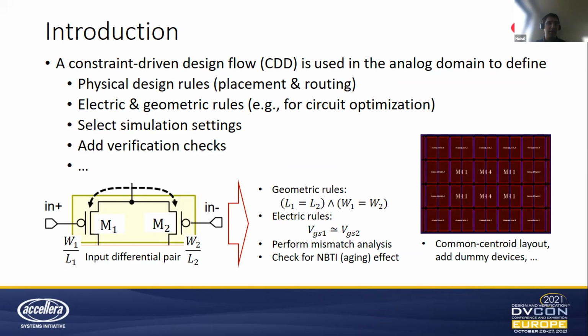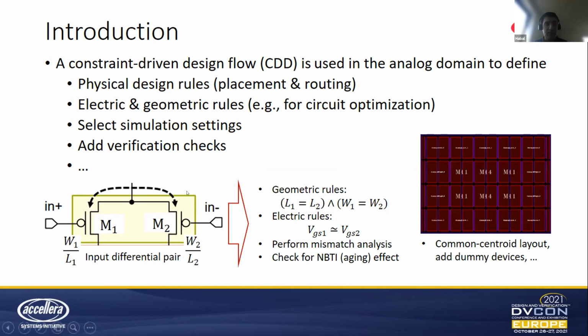And these could include, like I said, rules for physical design, placement and routing. They might be electrical or geometric rules that the designer uses, or if we're using an optimization algorithm for circuit optimization, they will be used there. We also use these constraints to tweak or set our simulation and analysis settings, for example, by simulation, and to add or remove verification checks.